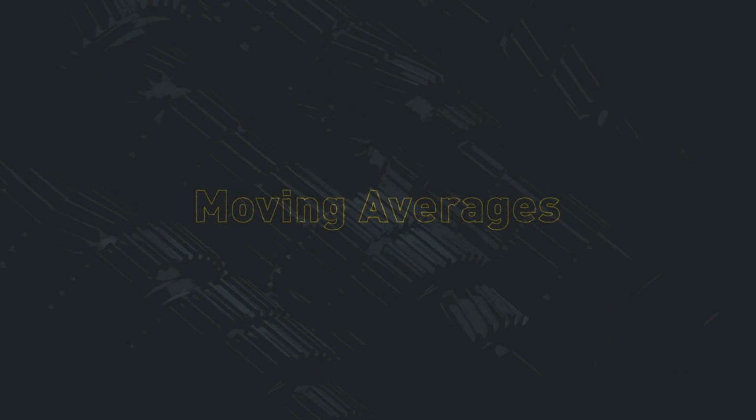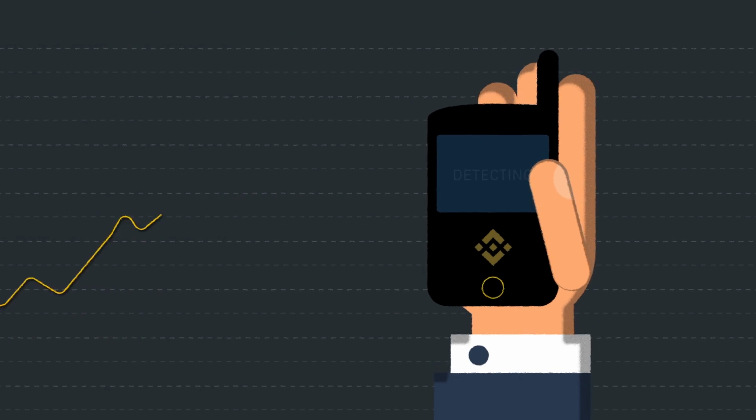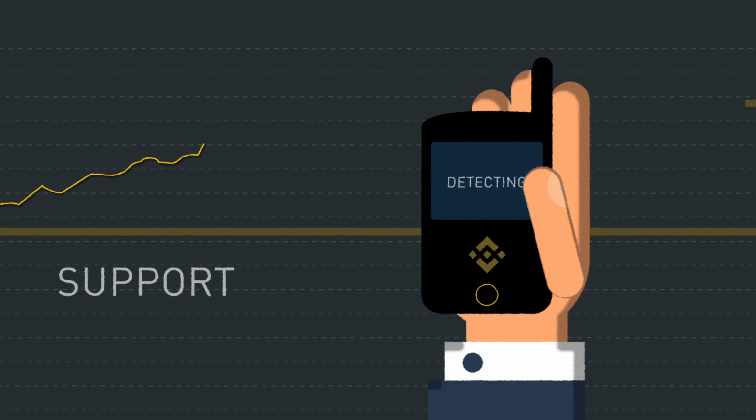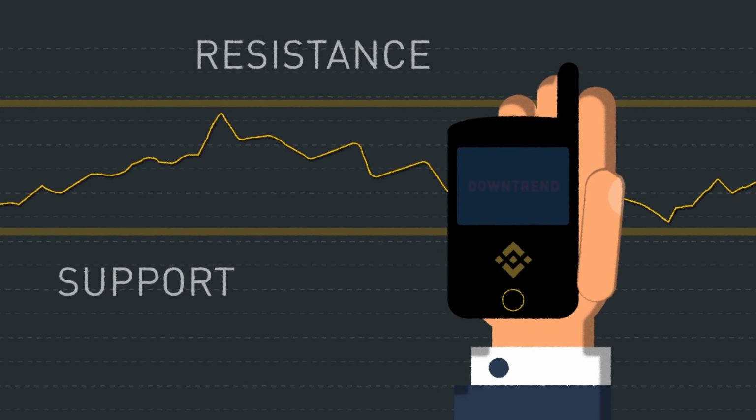A moving average is a widely used indicator in technical analysis and day trading. Moving averages help to smooth the price data in a chart and can be used to help identify price trends or identify potential support and resistance levels while trading.